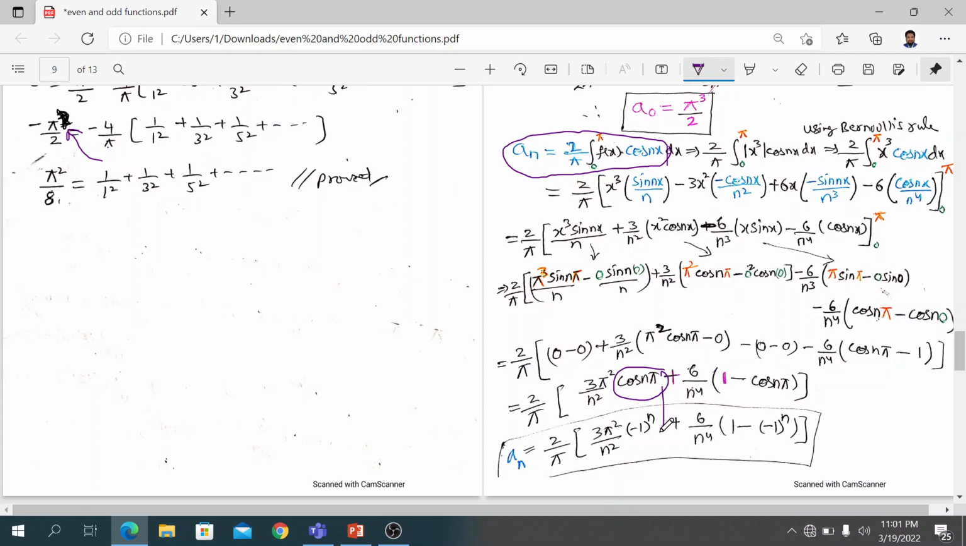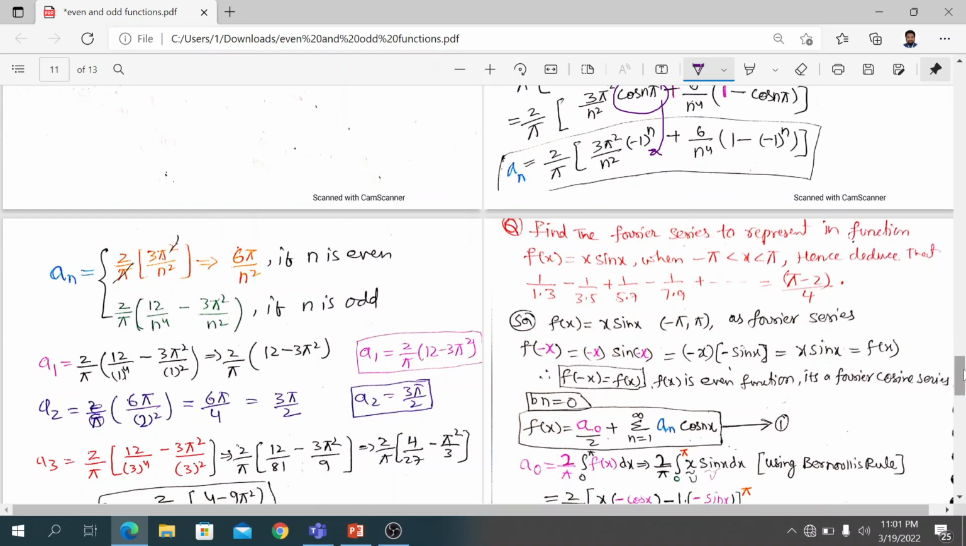Cos n pi value is minus 1 power of n, plus 6 by n power of 4 into 1 minus cos n pi, that is minus 1 power of n. This is the a n value. Now it means a n will be: this one 2 into this one, 2 by pi, 3 pi square by n square. This pi and this 1 pi cancel, 2 3 is 6 pi by n square if n is even. And for this, 2 by pi, 12 by n power of 4 minus 3 pi square by n square if n is odd.